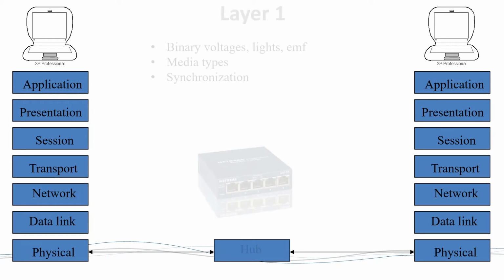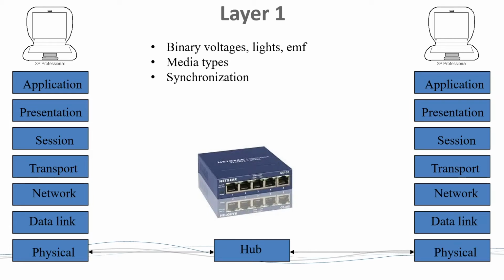Okay, I'm going to attempt something else here, and there it worked. So when we think about layer 1, the physical layer, we're thinking about binary voltages or lights or electromagnetic fields. Those are the transport mechanisms. That's what's happening in those.